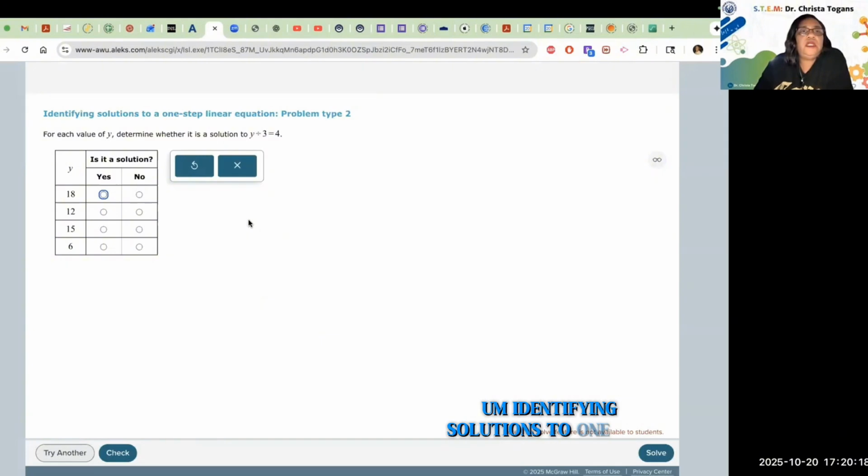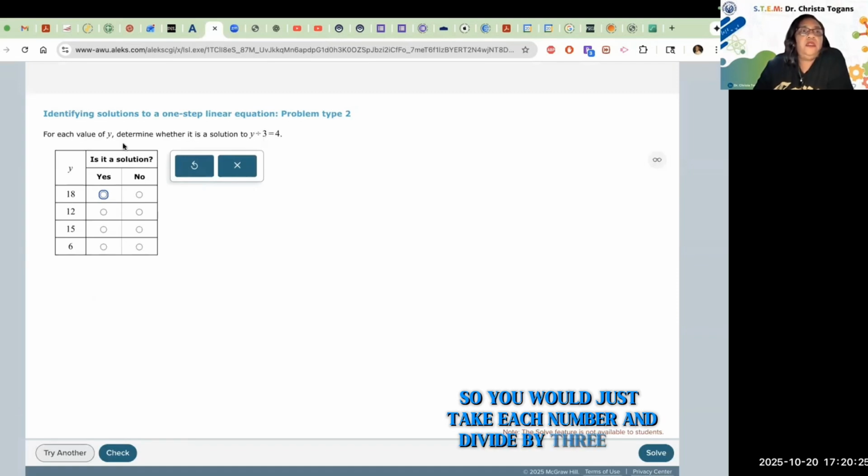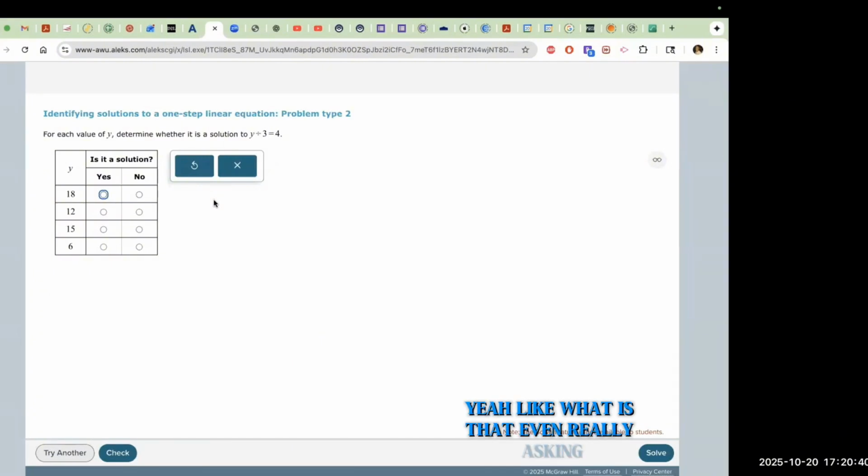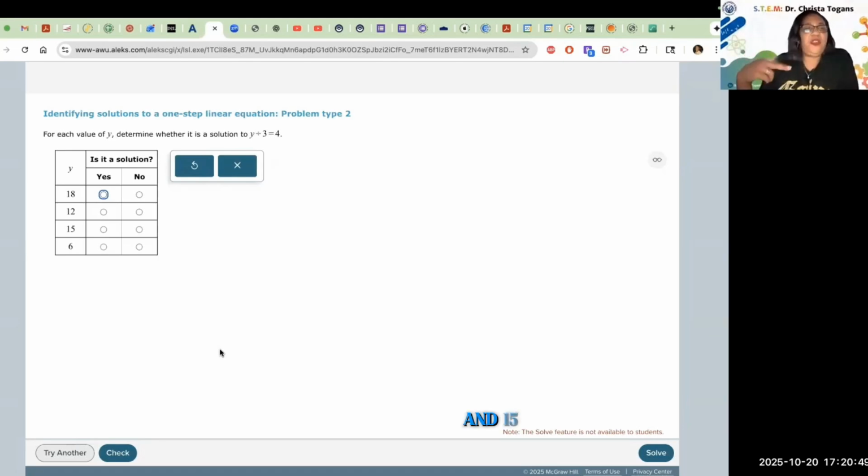identifying solutions to a one-step linear equation. So you would just take each number and divide by 3 for each value to determine whether it is a solution. Okay. That is a goofy way to ask a question. What is that even really asking? Would the answer be 12 though? I don't know. Yeah, probably. 15, but divided by 3.